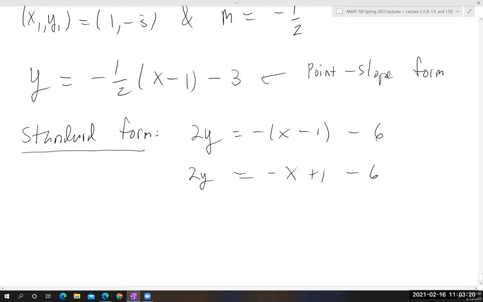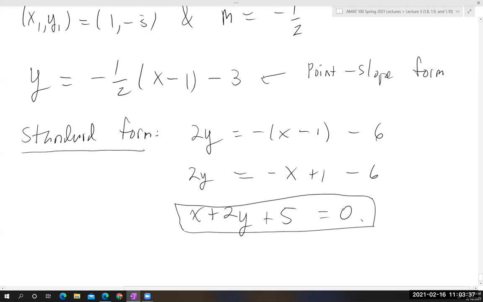And then we can throw everything on one side. So we can add an x to both sides. So we get x plus 2y. This 1 and -6 combine to give you -5, but we're going to put it on the other side, so it'll become plus 5 over here. And then this will be equal to 0. And this is your standard form. But I don't know how important that will be. But I thought I'd just point that out.